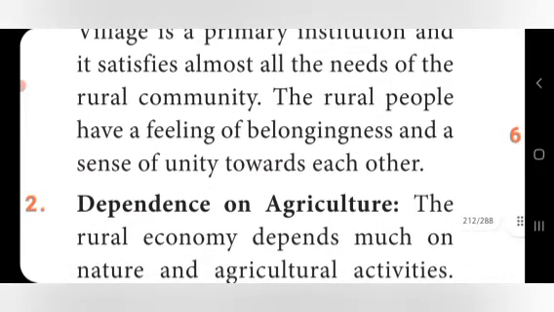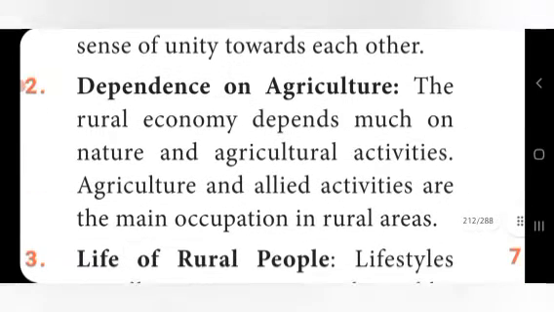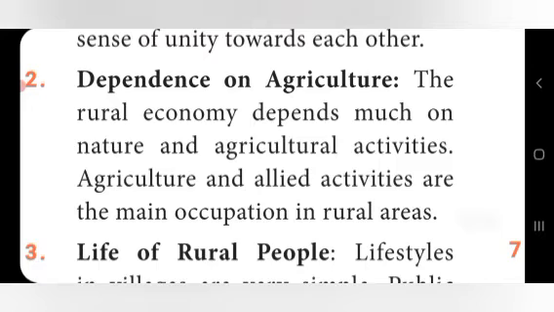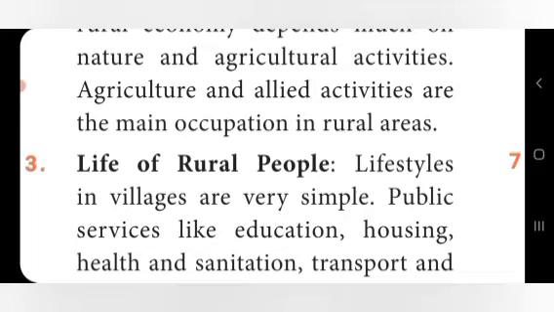The rural people have a feeling of belongingness and a sense of unity towards each other, depending upon each other. So the feeling of oneness is there among the people, and learning goes on from the elders to the youngest. That's why we say the village is an institution. Next, dependence on agriculture. The village people always depend on the agricultural field. The rural economy depends much on nature and agricultural activities. Agriculture and allied activities are the main occupation in rural areas, so they are always engaged in agriculture.